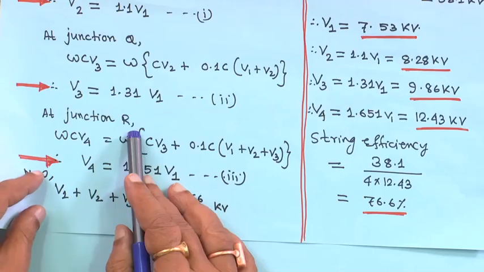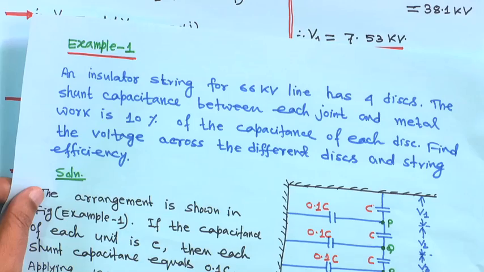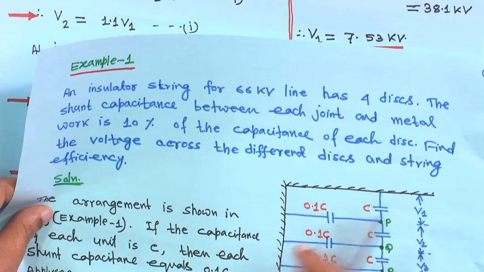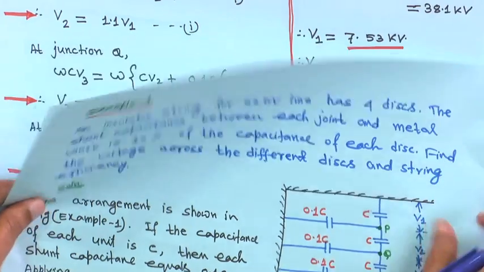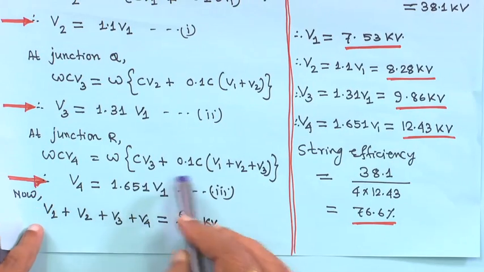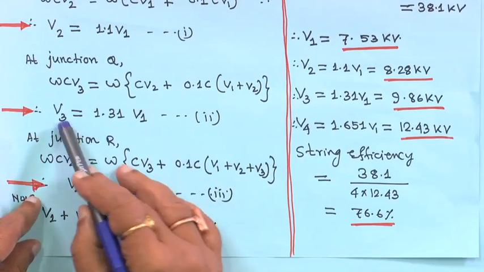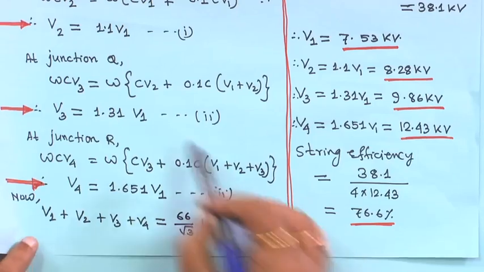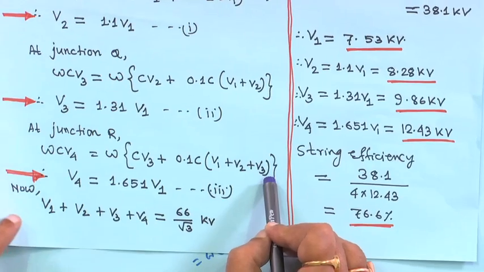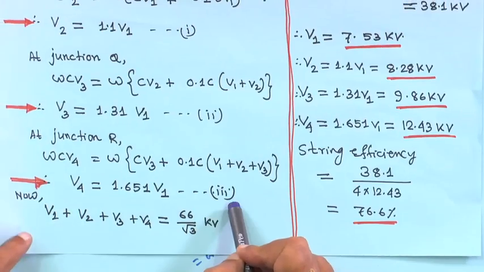Similarly, at junction R, if you apply, omega C V4 will be omega C V3 plus 0.1 C times this voltage and this voltage, that means V1 plus V2 plus V3. So, omega C V4 is equal to omega in bracket C V3 plus 0.1 C V1 plus V2 plus V3. Again here, you substitute the expressions of V3 as well as V2, V2 is equal to 1.1 V1 and V3 is equal to 1.31 V1. If you substitute, you will get V4 is equal to 1.651 V1, this is equation 3.